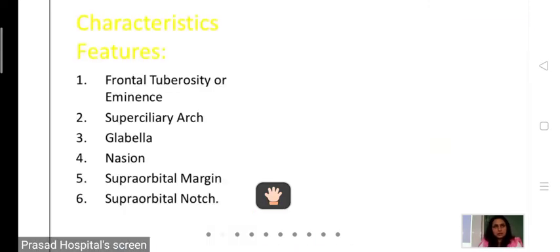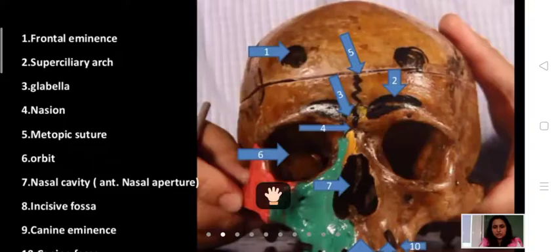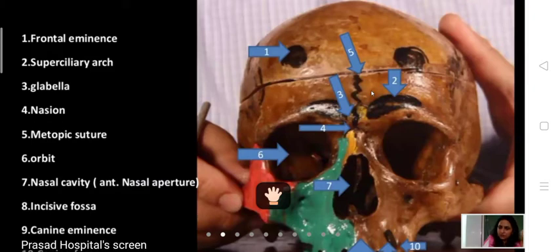Now we can describe all 6 regions separately. First region is the frontal region. This region is mainly formed by which bone? Frontal bone. Inferiorly, these are the outlining of the frontal bone. Inferiorly, in the midline, it presents a notch. It is called the nasal notch.